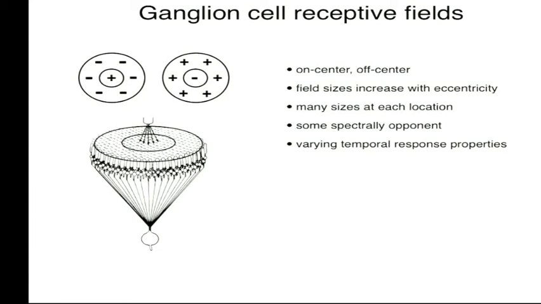In addition to the frequency decomposition, many of the receptive fields are spectrally opponent. So in addition to being on-center, off-center, some of them are yellow-blue or red-green in their sensitivity, and they also have varying temporal properties. Some respond very quickly, some respond to high-frequency changes, others respond best to low-frequency changes.